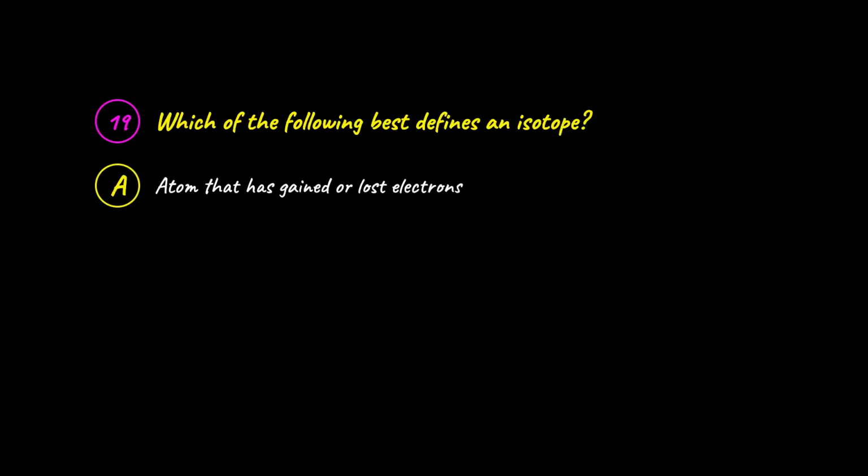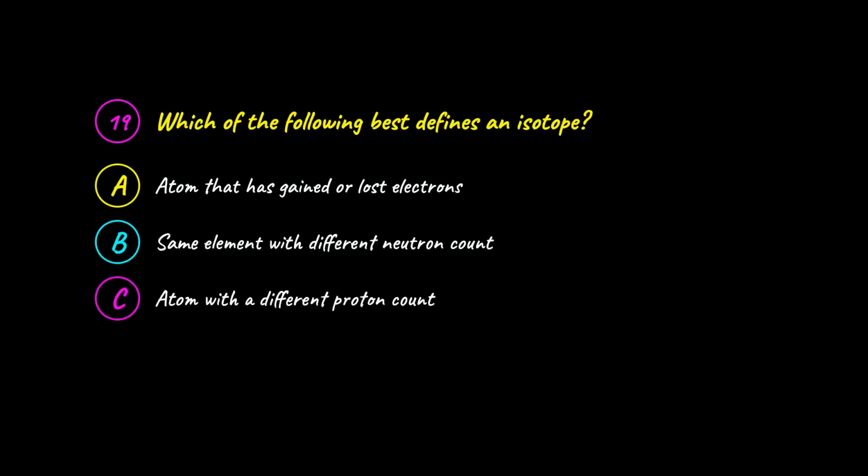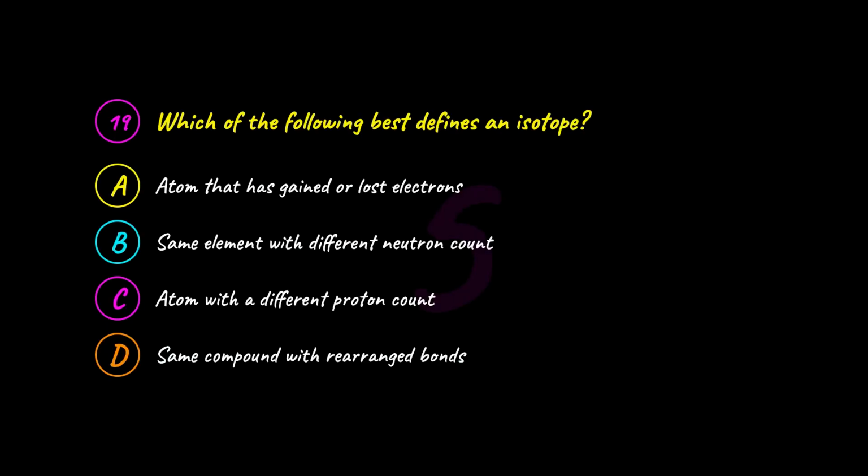Question 19. Which of the following best defines an isotope? Your options are A. Atom that has gained or lost electrons. B. Same element with different neutron count. C. Atom with a different proton count. D. Same compound with rearranged bonds. Before I reveal it, which one do you think is right?